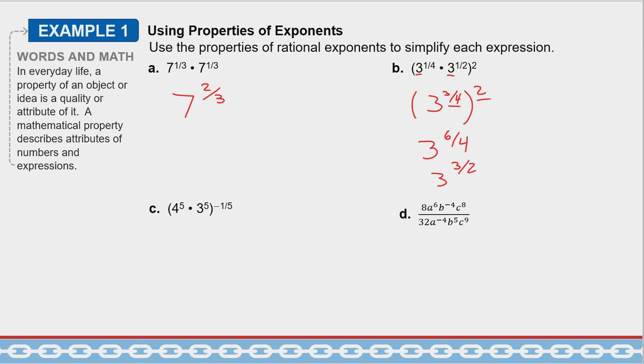For C, 4 to the 5th times 3 to the 5th, then all to the negative 1/5. So I am going to work that out. I know that this negative tells me it's all on the wrong side of the fraction bar. So I'm going to move this all below the fraction bar. So the 4 to the 5th times 3 to the 5th, and then all to the 1/5.